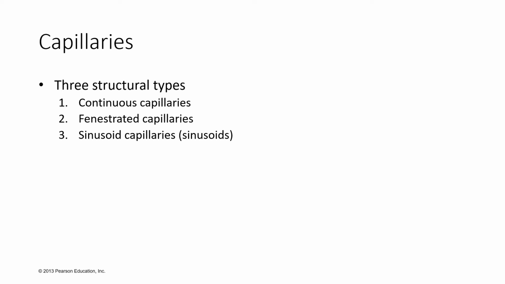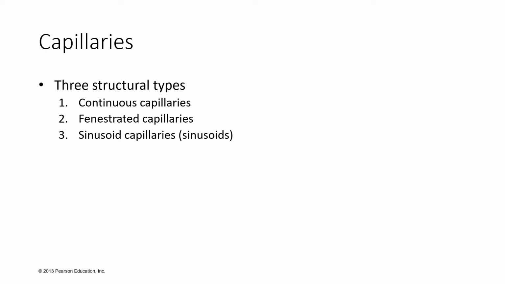We're going to talk about the three different structural types of capillaries that we have. We know that capillaries are pretty thin, and this is where exchange is going to take place between the contents of our blood and the contents basically outside of our blood. The thing about capillaries, though, is that not all capillaries are going to have the same level of permeability.